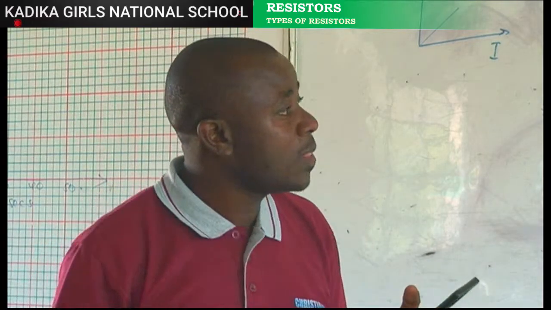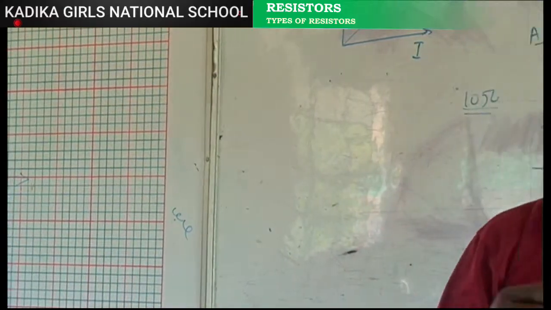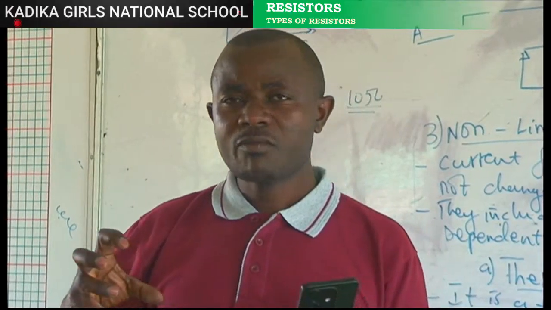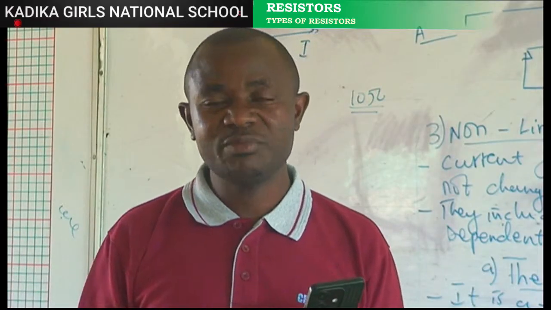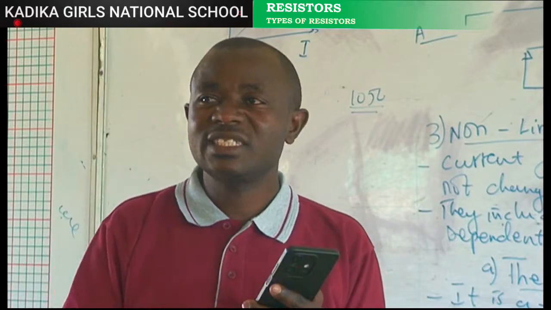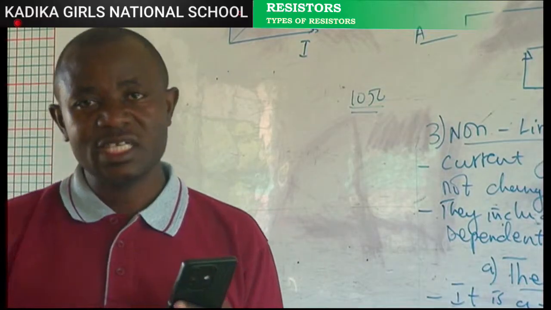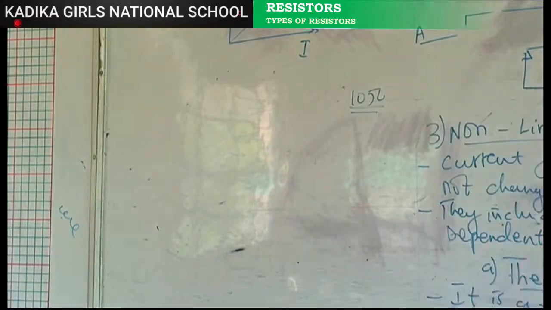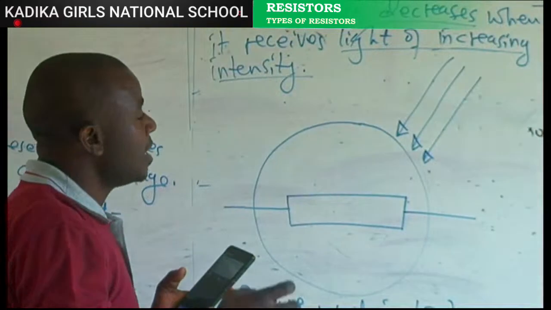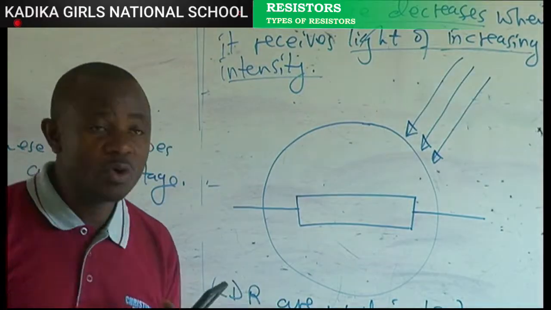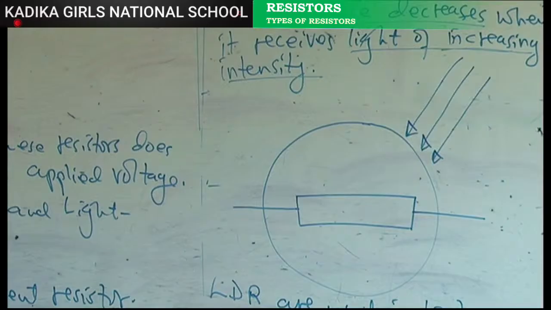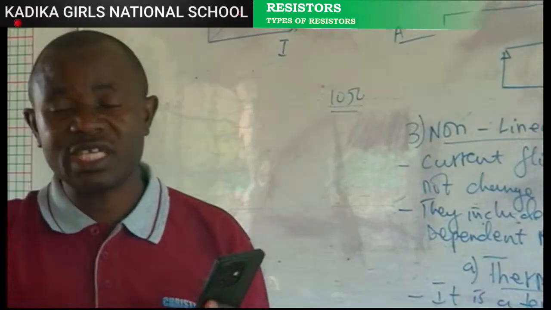Now, the light dependent resistors depend on light. Their resistance will decrease. When you talk about resistance, class, you need to understand that resistance is the opposition to the flow of current. So if light of high intensity falls on this resistor, resistance will decrease, and therefore more current will flow. As that current flows in the circuit, it can operate other systems like alarms and all of that. So class, that is what we have talked about today.